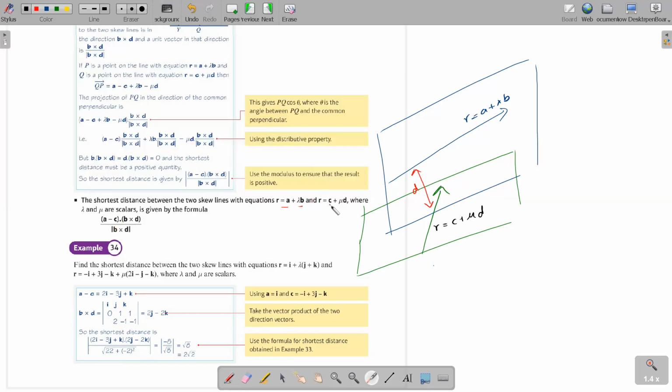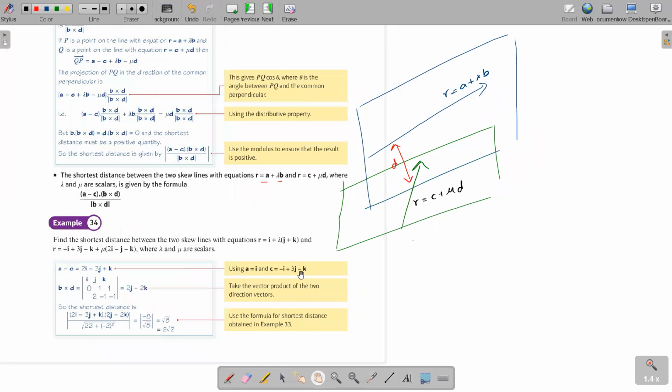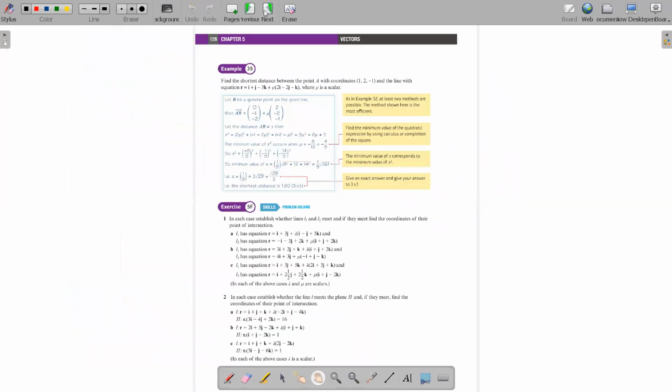b and d are the two direction vectors of your lines. So the cross product of the two direction vectors, and you take the subtraction of the two position vectors, and then take the dot product of it, divided by the modulus of b cross d. So basically, those are the theories you need to apply here.